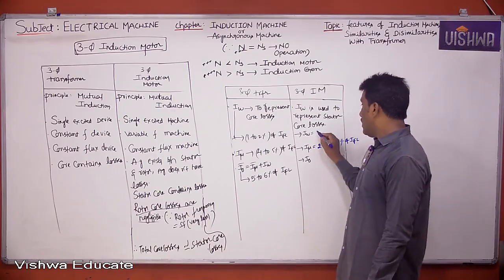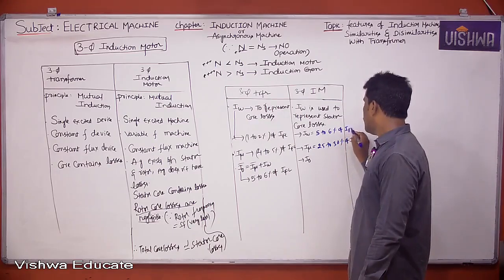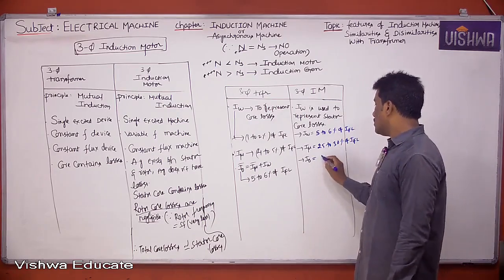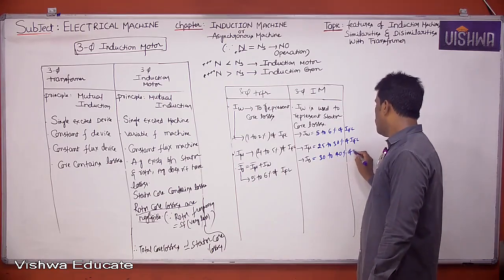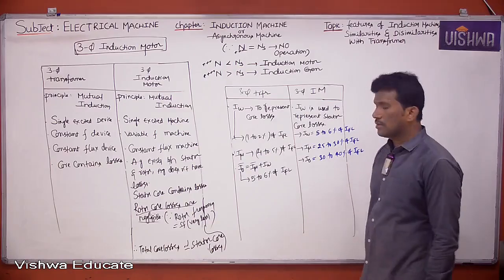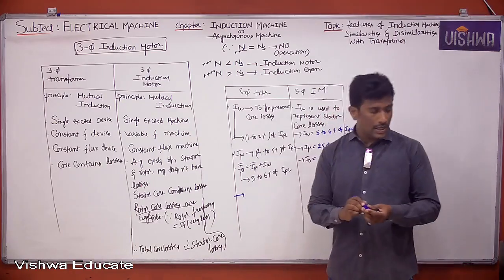And what about the I W value? 5 to 6% of full load current. And I naught is equal to 30 to 40% of full load current. Okay. Here you may get a doubt.